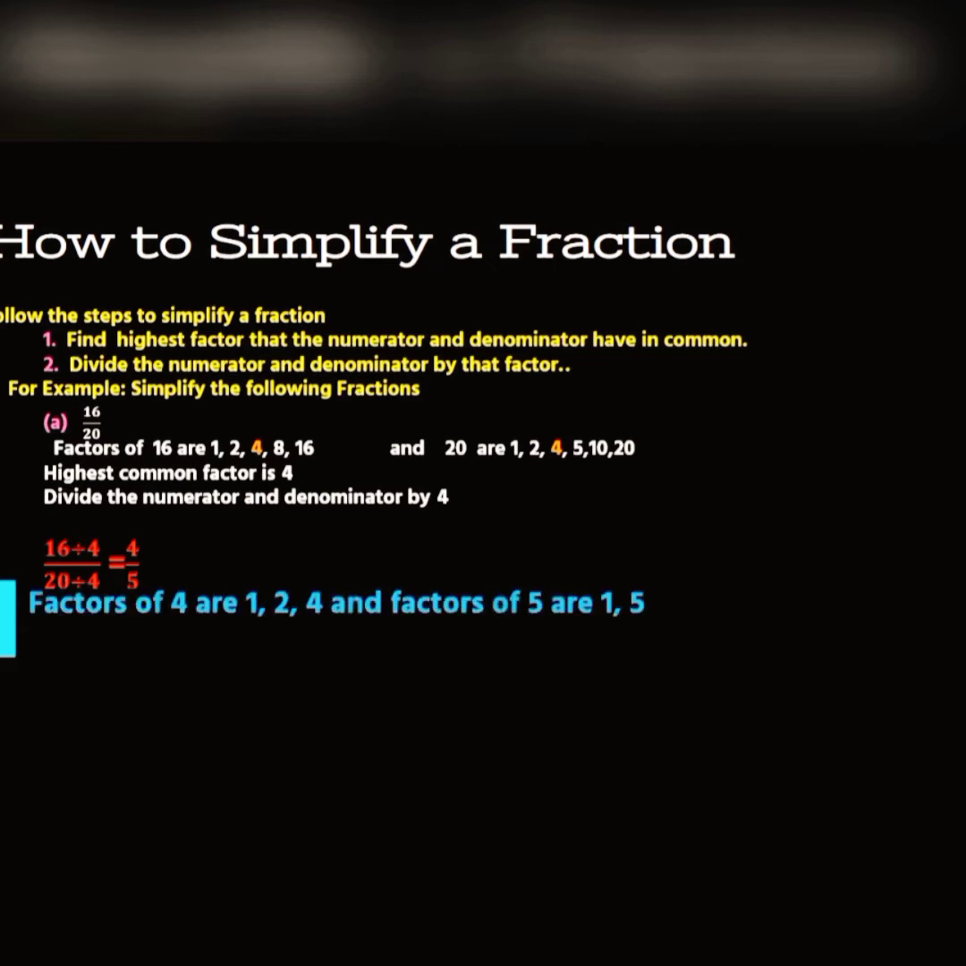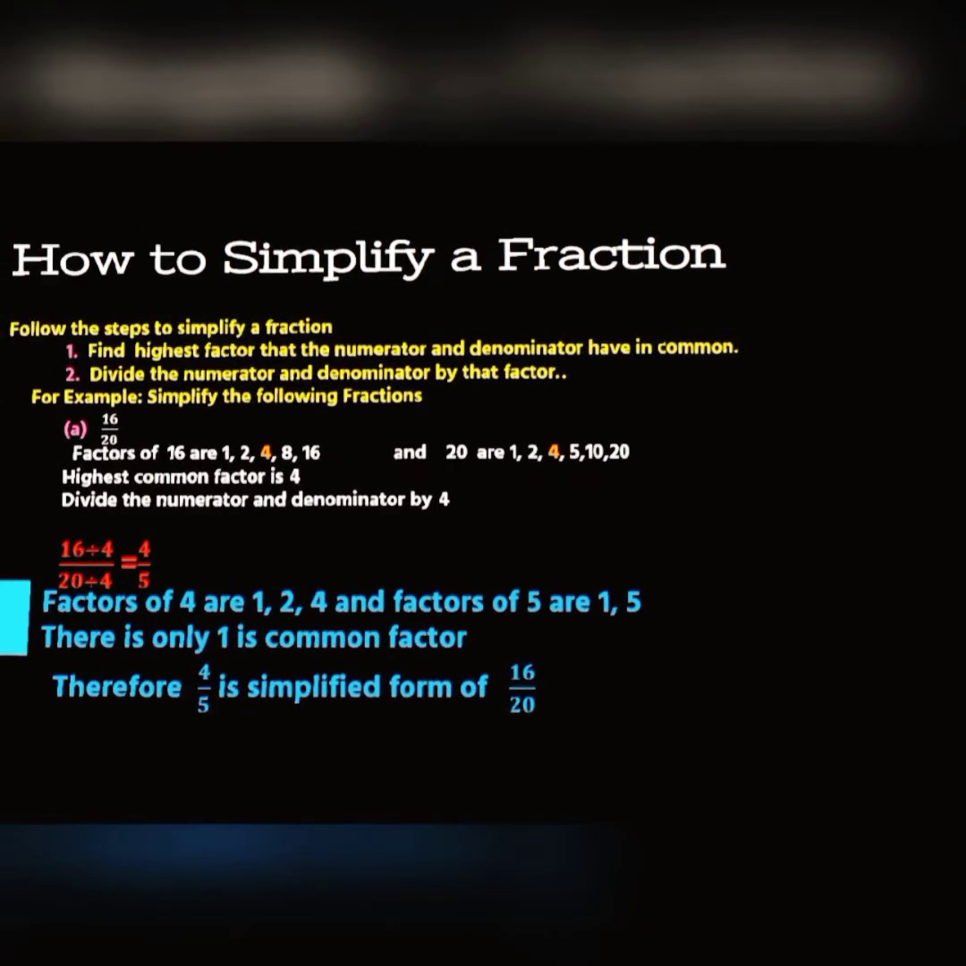Now if you check, the factors of 4 are 1, 2 and 4. The factors of 5 are 1 and 5. And what is common? Only 1 is common. So this is called the simplest form of 16 upon 20. Now, the next example is taken.